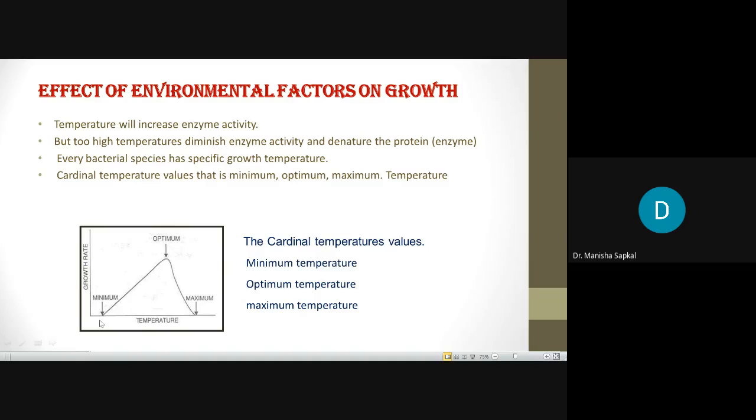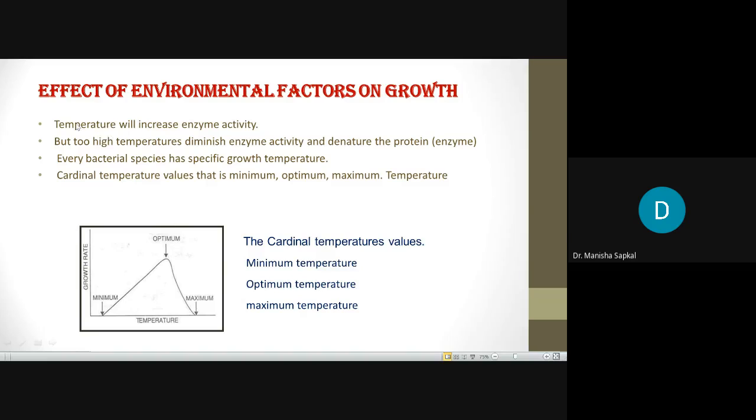So their minimum is 15, 80 is their maximum. Another example is, suppose the organism starts its growth from 0 and is able to grow up to 40 degrees Celsius. So 0 is the minimum, 40 is the maximum. This is the cardinal growth temperature range, or the temperature range required by each organism. So that is the first point.